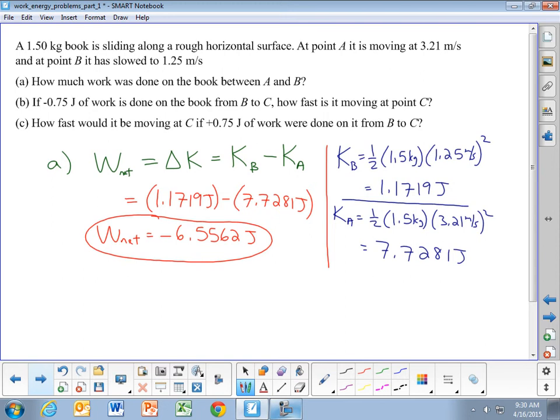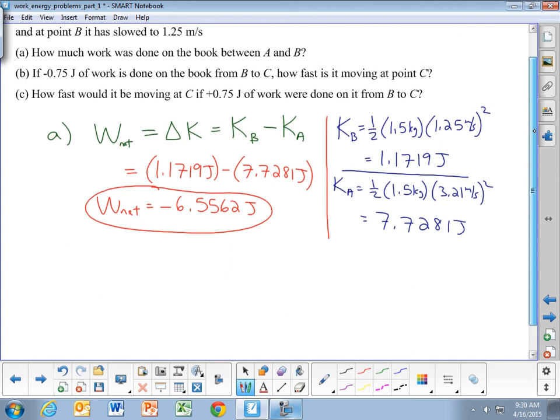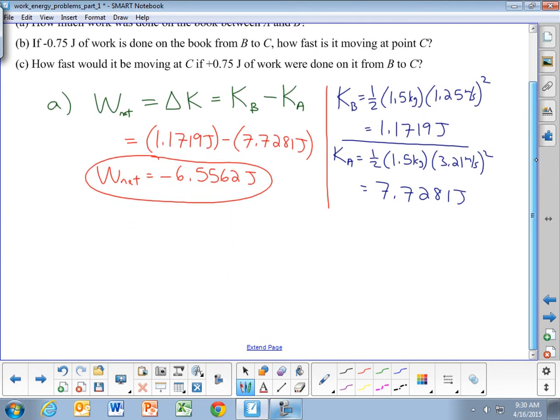The fact that the net work is negative means that kinetic energy was removed from the object. These forces took energy away from the object. So positive work means that you're adding energy to the object. Negative work means that you're taking kinetic energy away from the object.